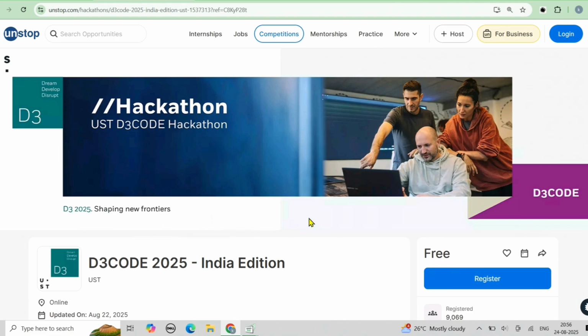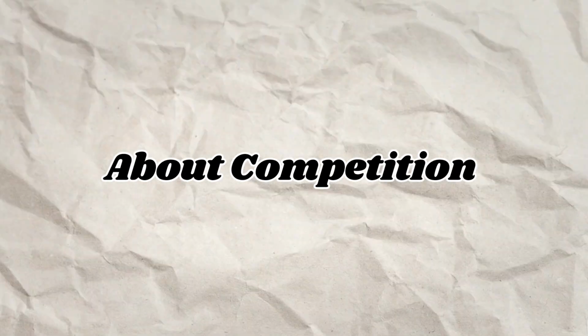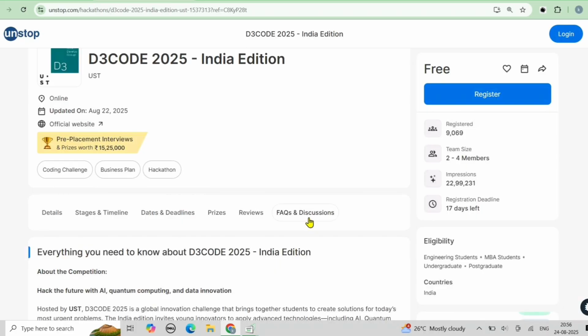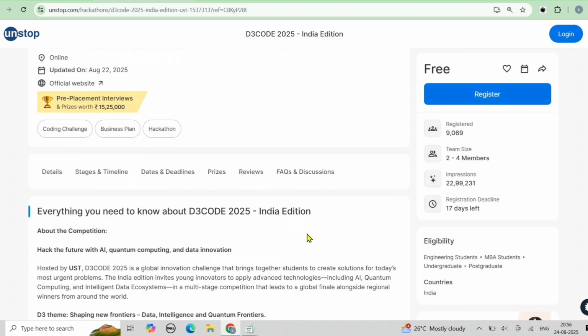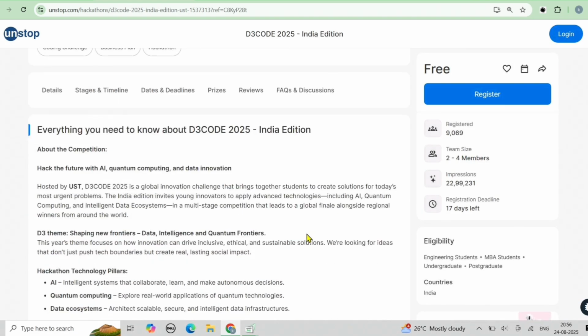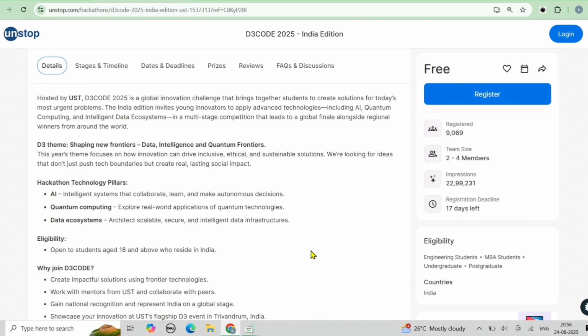First, let's talk about this competition. It is not just a coding hackathon, but a platform where students from around the world come together to design real solutions for real-world problems. The focus is on new technology, especially artificial intelligence, quantum computing and the data ecosystem. The theme this year is shaping the new frontiers of data, intelligence and quantum.